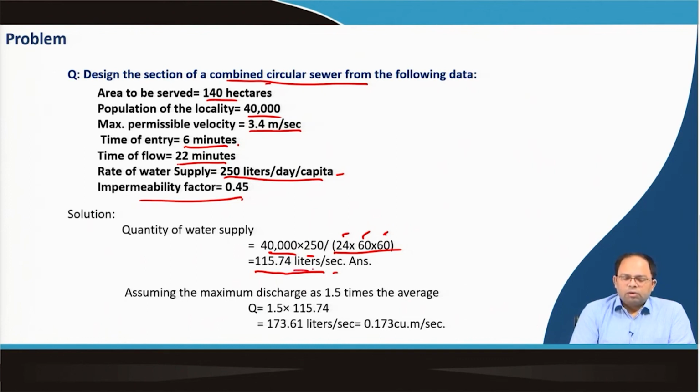This is the quantity of water supply or the flow rate, and assuming the maximum discharge as 1.5 times the average, that is 1.5 into 115.74, which comes to around 173.61 liters per second or 0.173 cubic meter per second. This is the discharge generated from sewage. You can always take 80% and multiply by 1.8 and so on. Overall, we have been given a factor of 1.5, so you are free to use those kinds of assumptions.